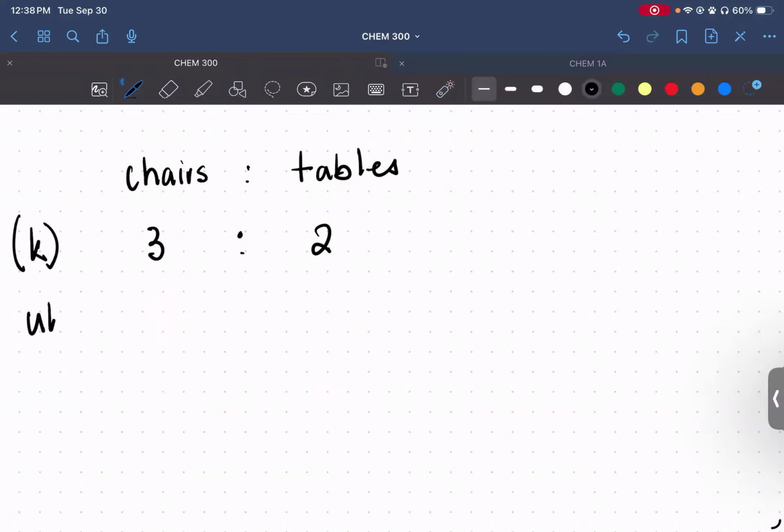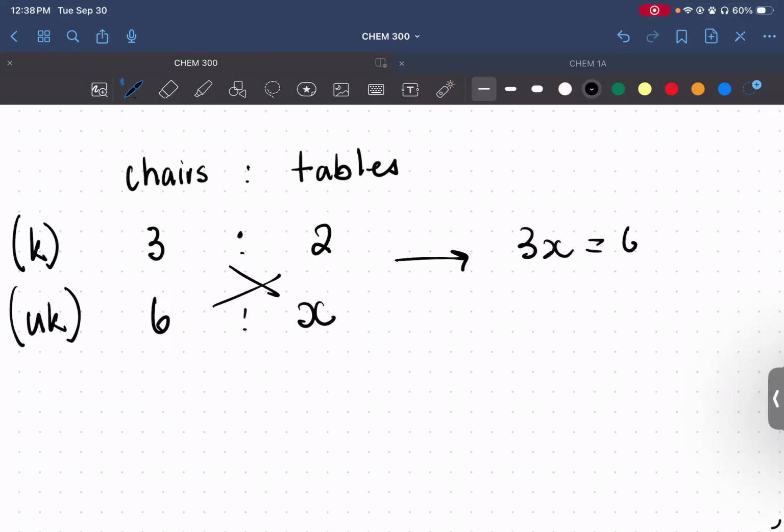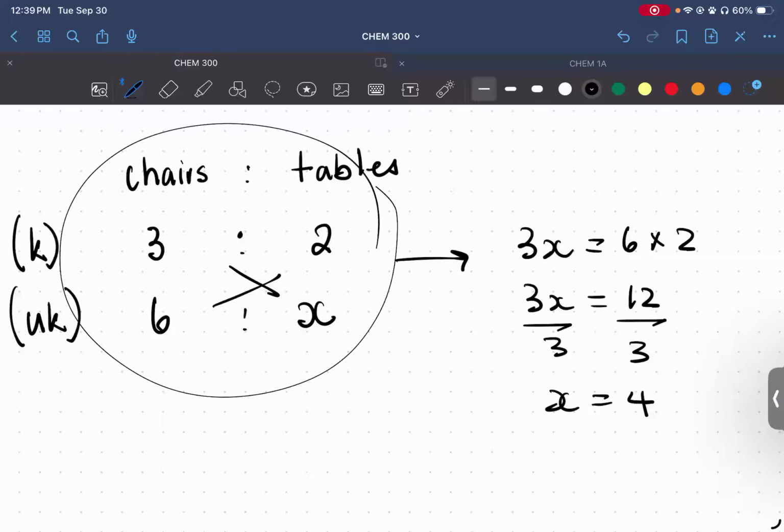But what if you just want to put a little bit more specific numbers into that? Let's say you have 6 here and we want to know how many tables. We cross multiply, we get 3x is equal to 6 times 2. 3x is equal to 12. Divide both sides by 3, x is equal to 4. So this setup just allows us to write down what our numbers are going around in our head in an easier way to understand, just by remembering known and unknown.